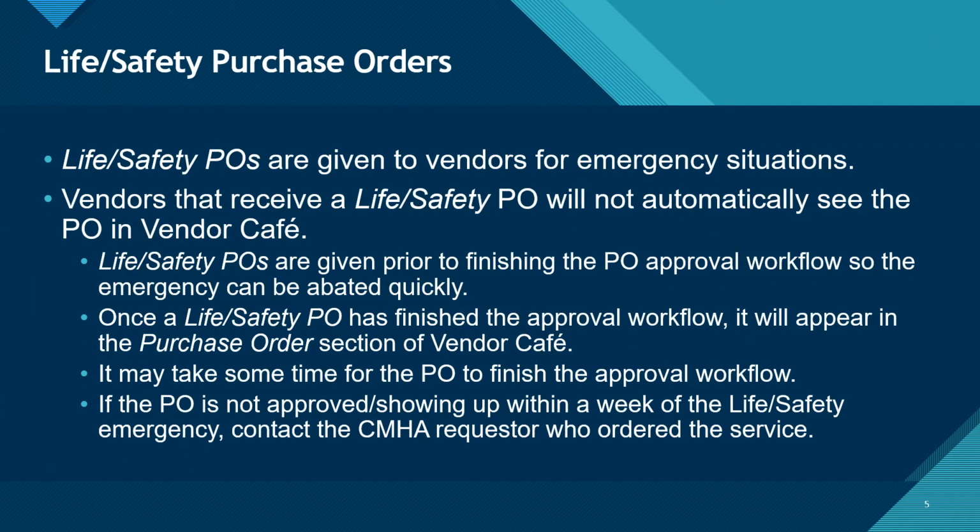A life and safety purchase order is given to a vendor prior to the completion of the PO approval workflow so that the emergency situation can be abated quickly. This means that the PO will not show up in Vendor Cafe until it reaches final approval in the PO workflow. So you may not see the PO number in Vendor Cafe immediately. If you do not see the PO in Vendor Cafe within a week of the life and safety emergency, please contact the CMHA requester who ordered the service.